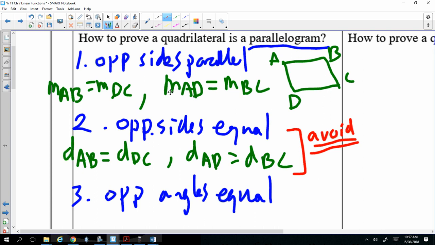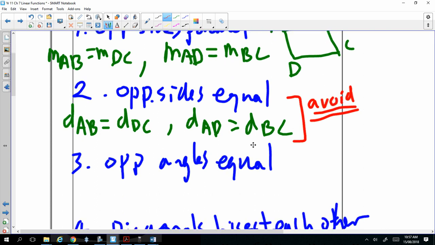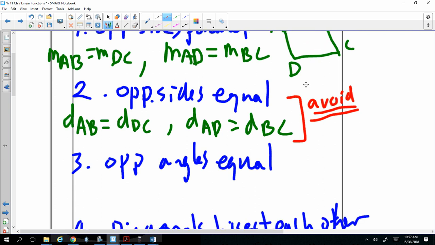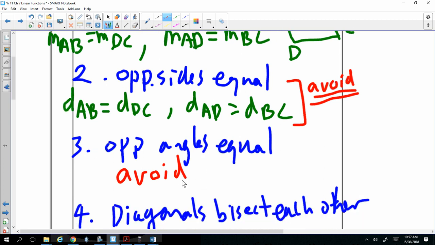How about opposite angles equal? Have we learned how to find angles between 2 lines? That's harder, isn't it? So again, avoid. It's hard to do angles in number plane. I mean, when I say avoid, it means avoid in this topic, but not to avoid it in geometry. But in number plane, avoid it because it's very hard to calculate angles.